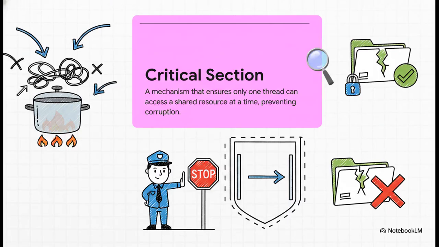But you know, having a kitchen staff creates a whole new problem. What if two cooks try to update the same order slip at the exact same time? You get total chaos. That's what we call a race condition, and it can corrupt your data. To stop this, we use a tool called a critical section. It's like a traffic cop for your data, making sure only one thread gets access at a time. It's supposed to create order.